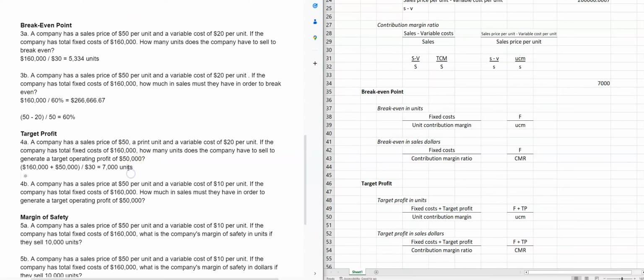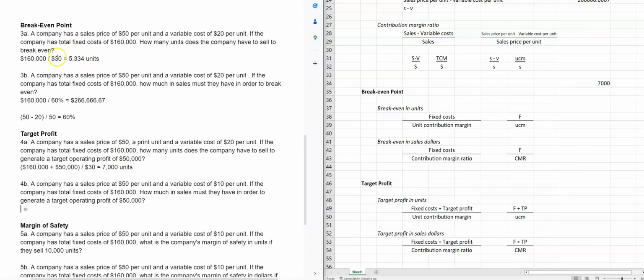So if we sell 7,000 units, quite a bit above our break-even point, but okay, maybe depending on our industry, this is achievable, then we will generate a $50,000 profit. Okay. That's not too far off from that. That's awesome. All right, 4B.